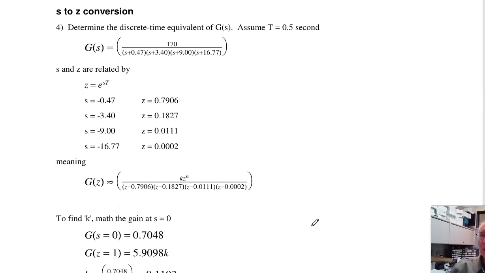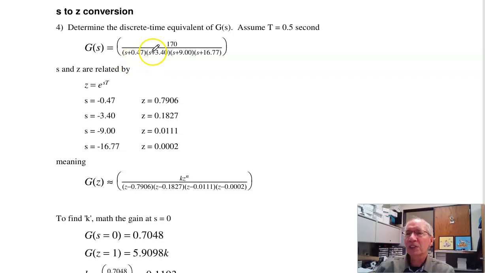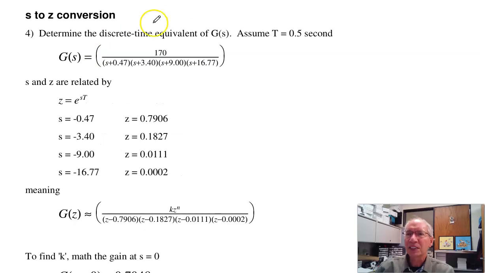Problem 4. Suppose I have this system in the s-plane. What's the discrete time equivalent? There's a couple ways of doing it. The approach I like is mapping. Z is e to the st. So poles at minus 0.47, 3, 9, and 16 in the s-plane map to the z-plane, and it's 1 for 1. 4 poles s-plane, 4 poles z-plane.